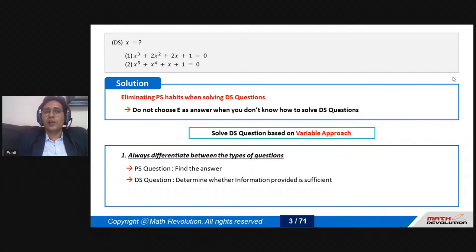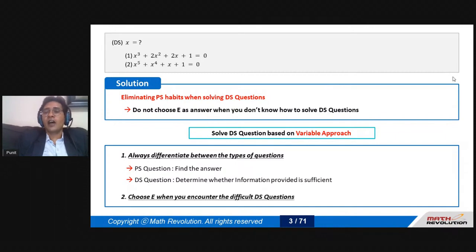It says x cube plus 2x square plus 2x plus 1 is equal to 0, and the second polynomial says x to the power 5, then x to the power 4, and x and 1. In this particular question, we have to find the value of x, but you have not been provided with 5 options wherein you have to find the exact value of X. So this is not a PS question, it's a DS question, wherein you have to get to know whether you would be able to find the value of X from either of these statements, or maybe combining both statements, or from neither.